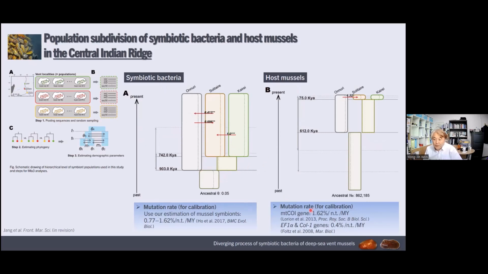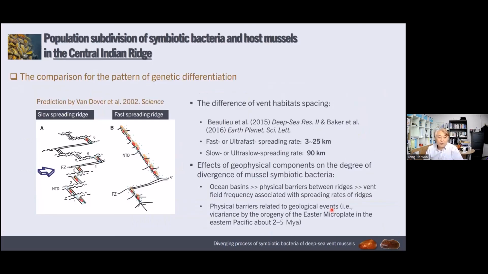And here we used a mitochondrial gene mutation rate from other studies. So hosts have a different mutational calibration point. So here we are almost ended. This was predicted in 2002 by Van Dover.